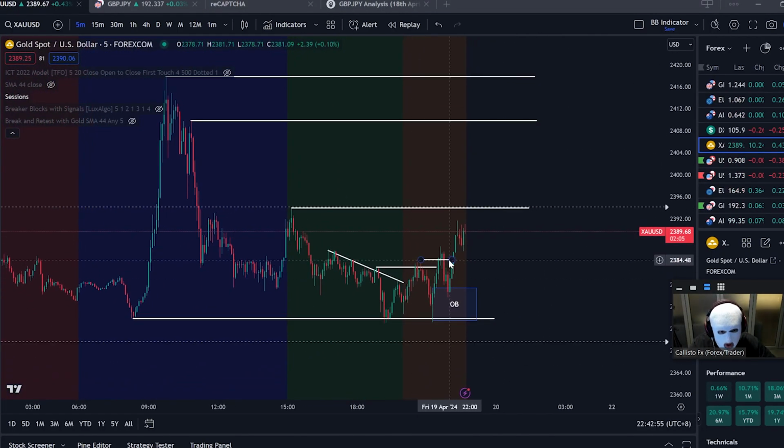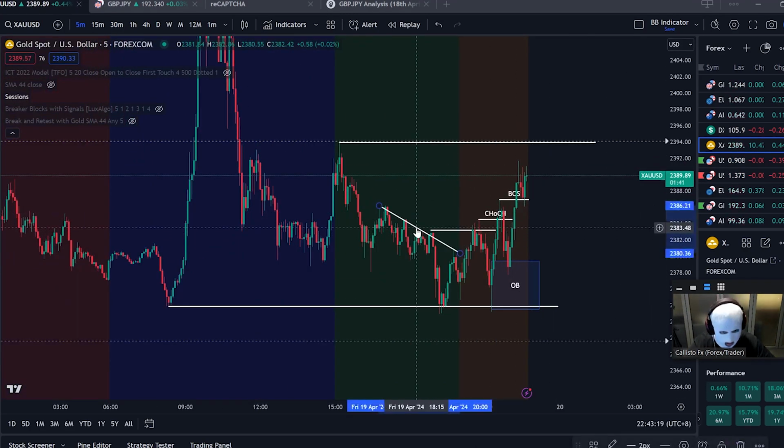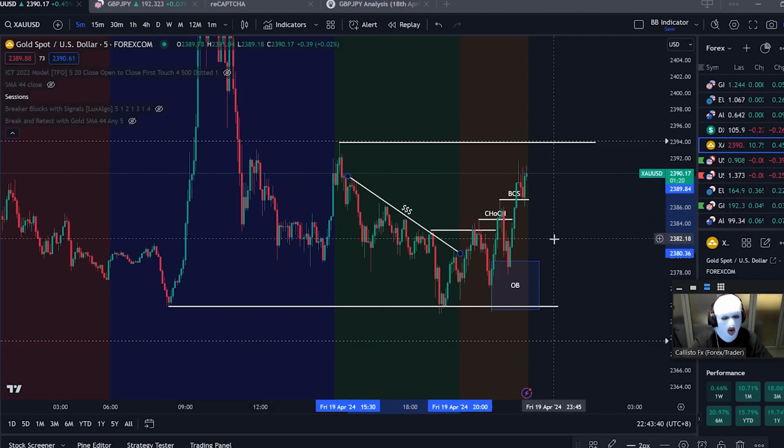Okay, so this was a change of character. Now we have created a BOS. So let me just label it so that you guys are not confused. This is how it looks like. And all this here is considered liquidity. That's why price ran so nicely. I can even extend it up to this area here if I want to. It looks like it's respecting the line very nicely. Alright, so you guys understand, yeah?